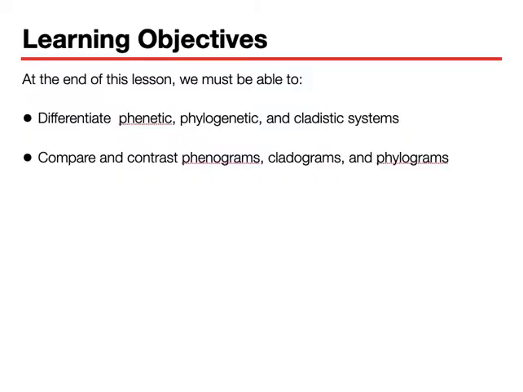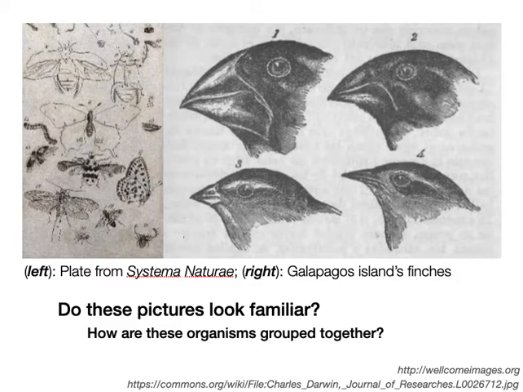For this lesson, we should be able to differentiate the three types of classification schemes: phenetic, phylogenetic, and cladistic systems, and be able to compare and contrast the resulting trees, which are called phenograms, cladograms, and phylograms. In the previous lesson, you were taught about the basics of phylogenetics, which is simply establishing relationships between and among organisms by considering the shared characteristics.